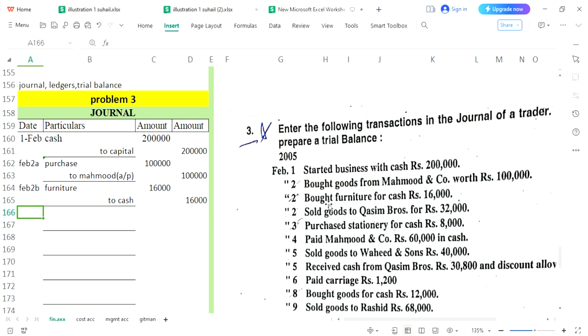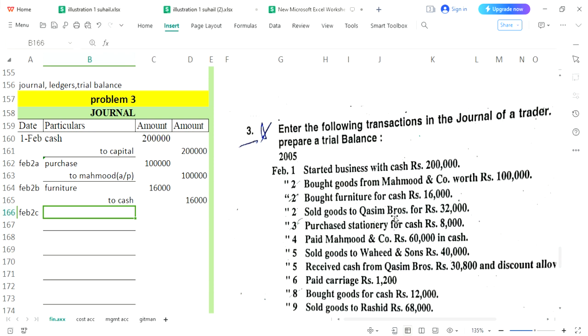Let's see what is next. After this second entry, we have a third entry with the same date, February 2. So what we will do, February 2, but it's the C entry. The third entry is saying sold goods to Qasim. And here again, the same rule: cash is not mentioned over here, and secondly, a name is given.